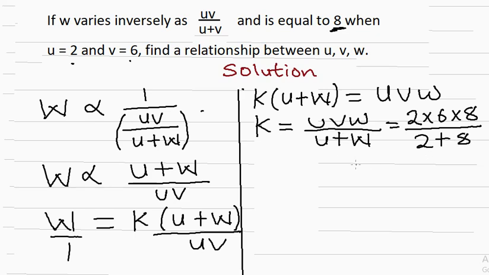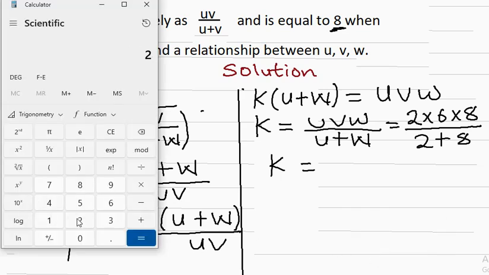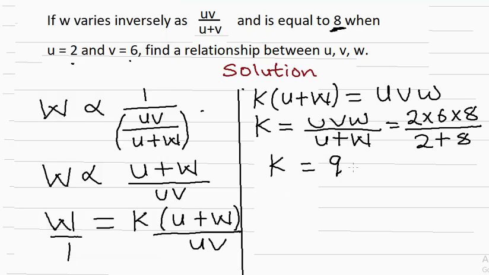So let's put this together. So K is going to be equal to 2 times 6 times 8. That's 96. Then divided by 2 plus 8, which is 10. 96 divided by 10, that's 9.6. Or better still, let's express it in fraction. 96 all over 10.